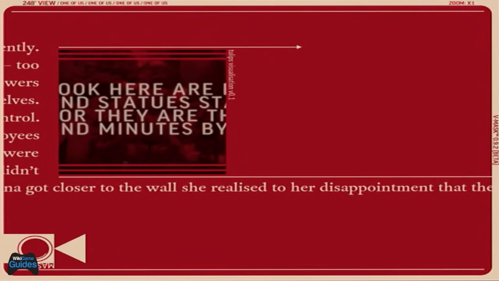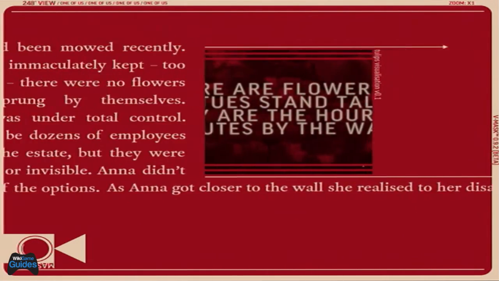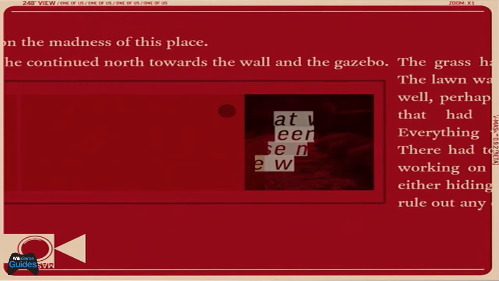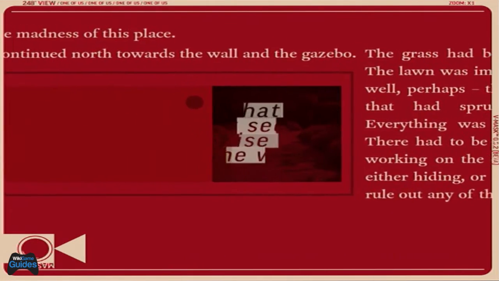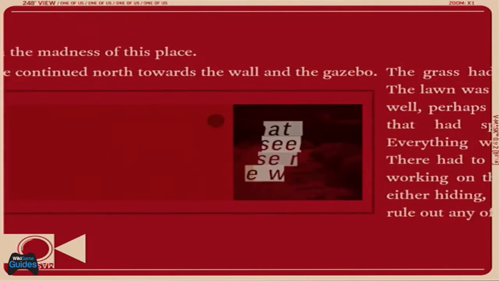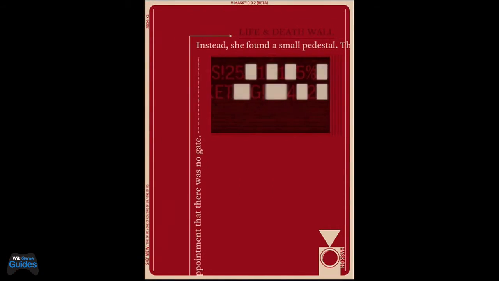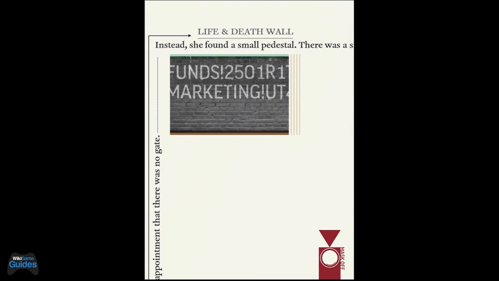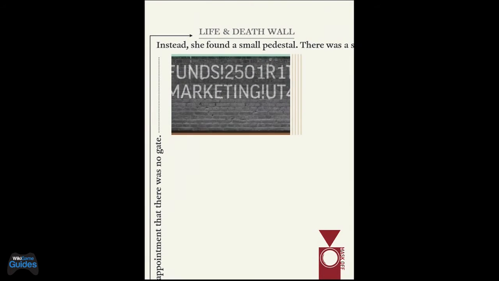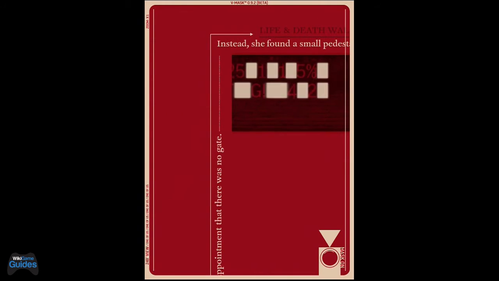A saying that we see on the Tulips visualization here says, "Look, here are flowers, and statues stand tall, for they are the hours and minutes by the wall." That is something to do with our solution. The next thing we see is, "Only that which is not seen in disguise matters by the wall." That is why I wrote this down twice. The things that are not in disguise are the letters FORTY, MINUTES. So we know that our minutes are 40 minutes. Now we need to find our hours.